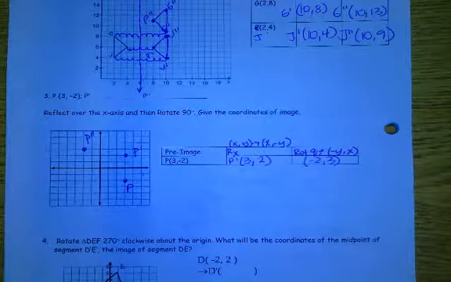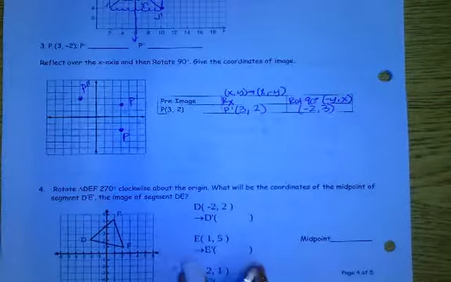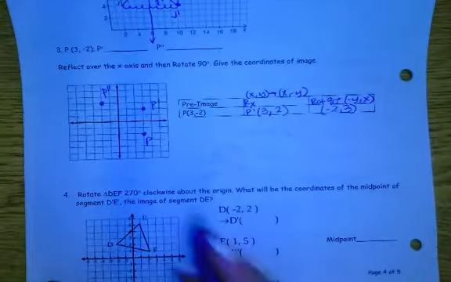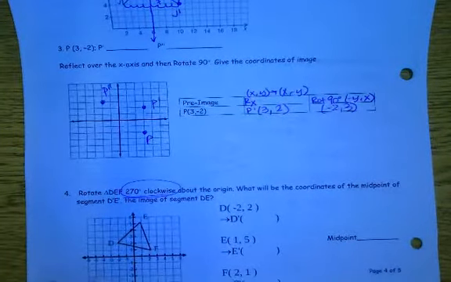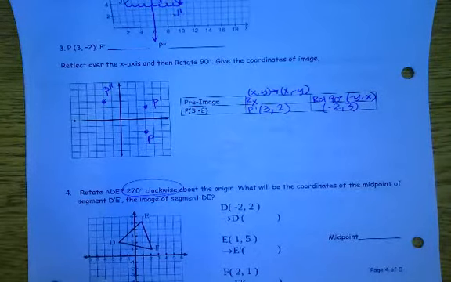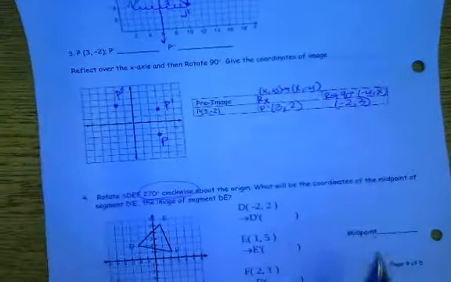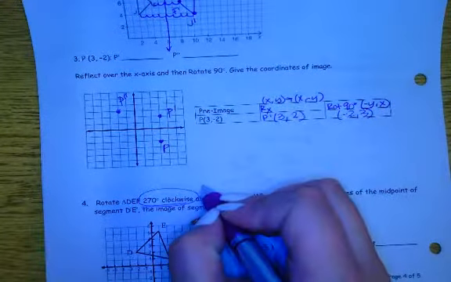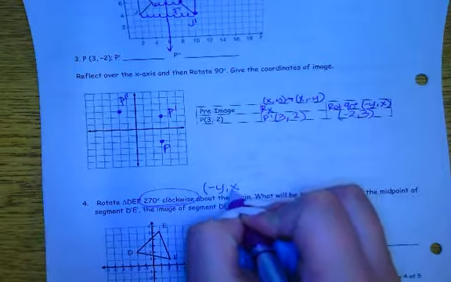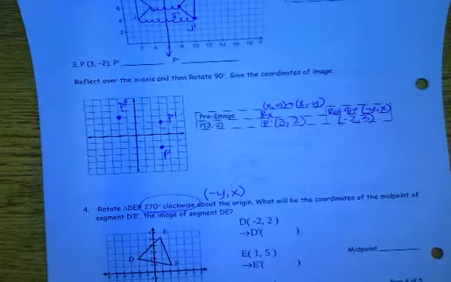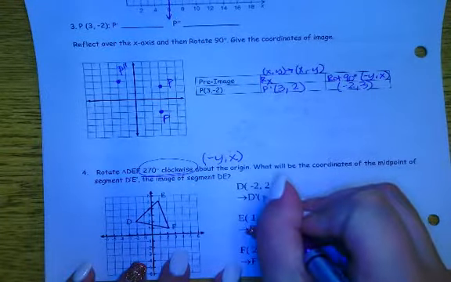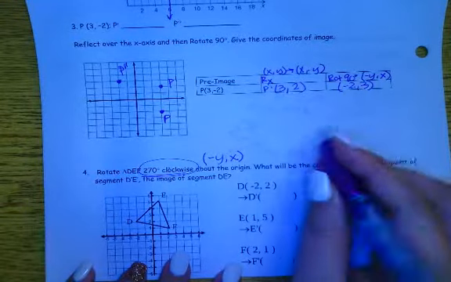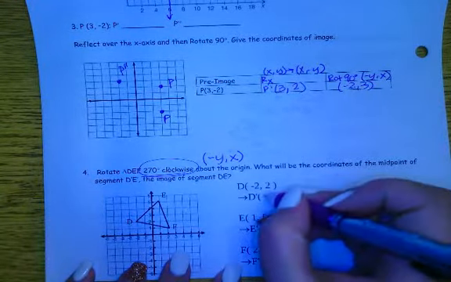Okay, number 4. Rotate triangle DEF 270 degrees clockwise about the origin. What will be the coordinates of the midpoint of segment D prime E prime, the image of segment DE? So what would be the midpoint? So 270 degrees clockwise has which rule? Very good. Clockwise, so you're doing the 90-degree counterclockwise rule. So where would D prime be? You're currently at (negative 2, 2). Negative 2, negative 2. Where would E prime be? And F prime?